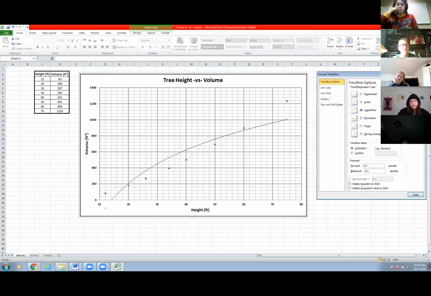Polynomials collectively, notice it says order 2 over here. That's a squared equation, like a parabola. Or I could say, what about a cubed equation? Notice that's a darn good fit. Cubed equation, that's a really good fit. Squared equation's a pretty good fit.